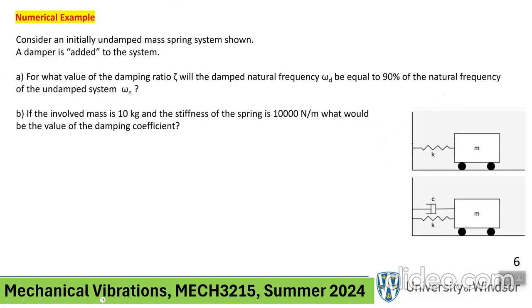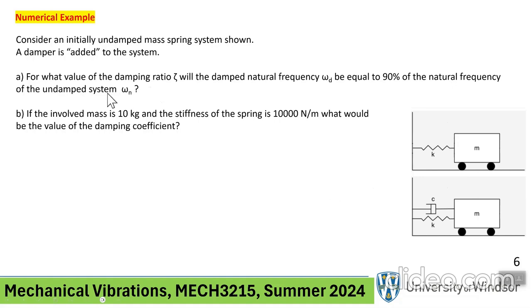We have a setup like so. Consider an initially undamped mass spring system right there. A damper is then added, so that is down below. For what value of damping ratio zeta will the damped natural frequency omega d be 90% of the undamped natural frequency? So remember, we have an omega d and we have an omega n.